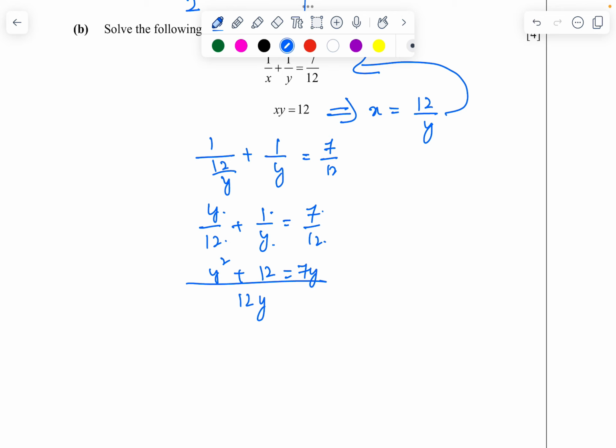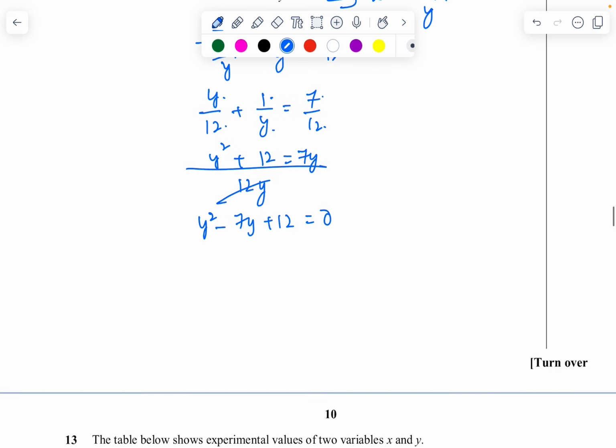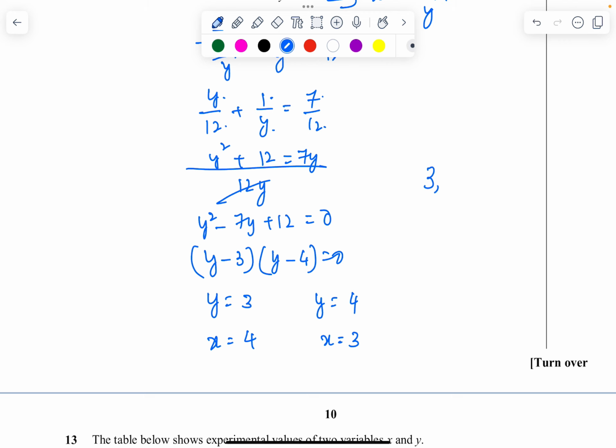Now I'm going to eliminate this denominator. So now I will write in order y squared minus 7y plus 12 is equal to 0. When I factorize this, I get y minus 3 times y minus 4 equals 0. So y equals 3 or y equals 4. So when y equals 3, x is 4, or x is 3. So I'll write here as a coordinate (4, 3). So this is my final answer.